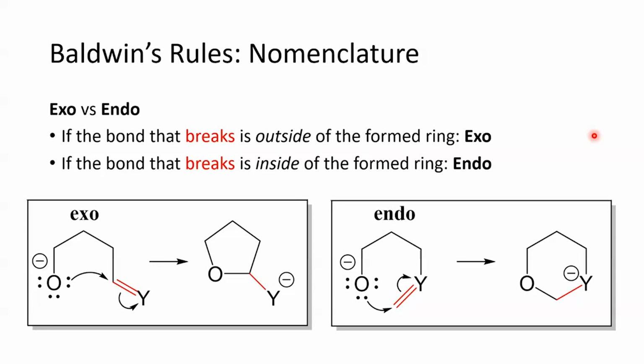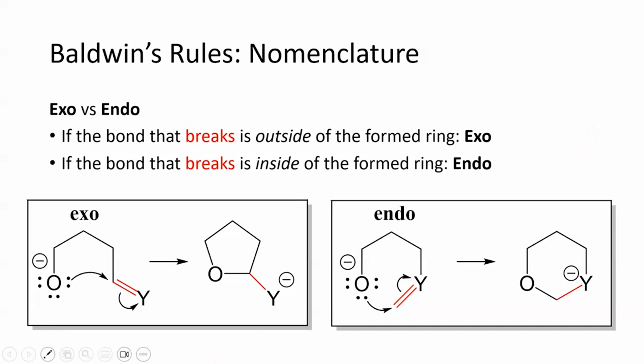So first we should talk about the nomenclature of assigning a reaction by Baldwin's rules. The first aspect is exo versus endo, and we assign this based on the bond that breaks being either outside or inside the ring that forms. Now, when we say bond breaking, what we mean is a drop in the bond order. So something like a triple bond becoming a double bond counts as a bond breaking. Same with a double bond becoming a single bond or a single bond breaking proper.